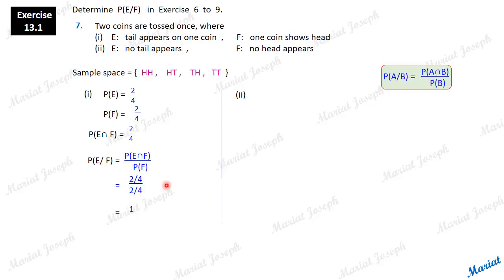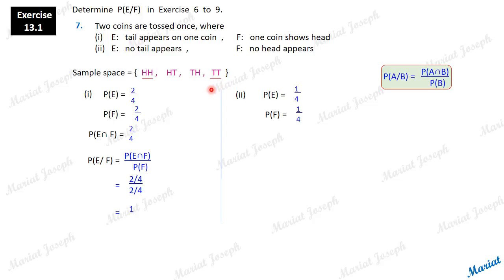Now the second part. This time E is that no tail appears. The sample space is the same. No tail appears, so this is the only one outcome. So probability of E is 1 by 4. And the event F says no head appears. No head appears only here. So probability of F is 1 by 4.